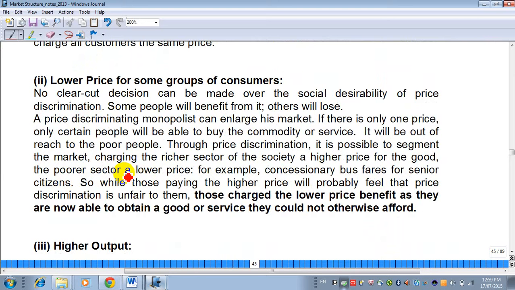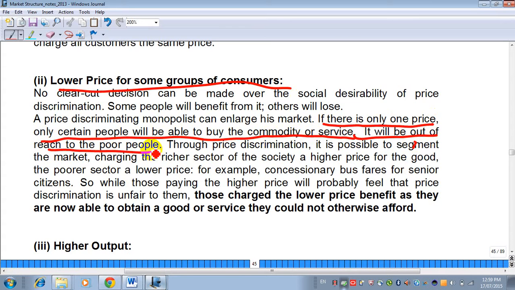Now, another benefit of price discrimination is that there will be a lower price for some groups of consumers. What happens if there's only one price when there's no PD? Only certain people will be able to buy the good. Only those who are willing and able to afford the good. But it would be out of reach to the poor people.